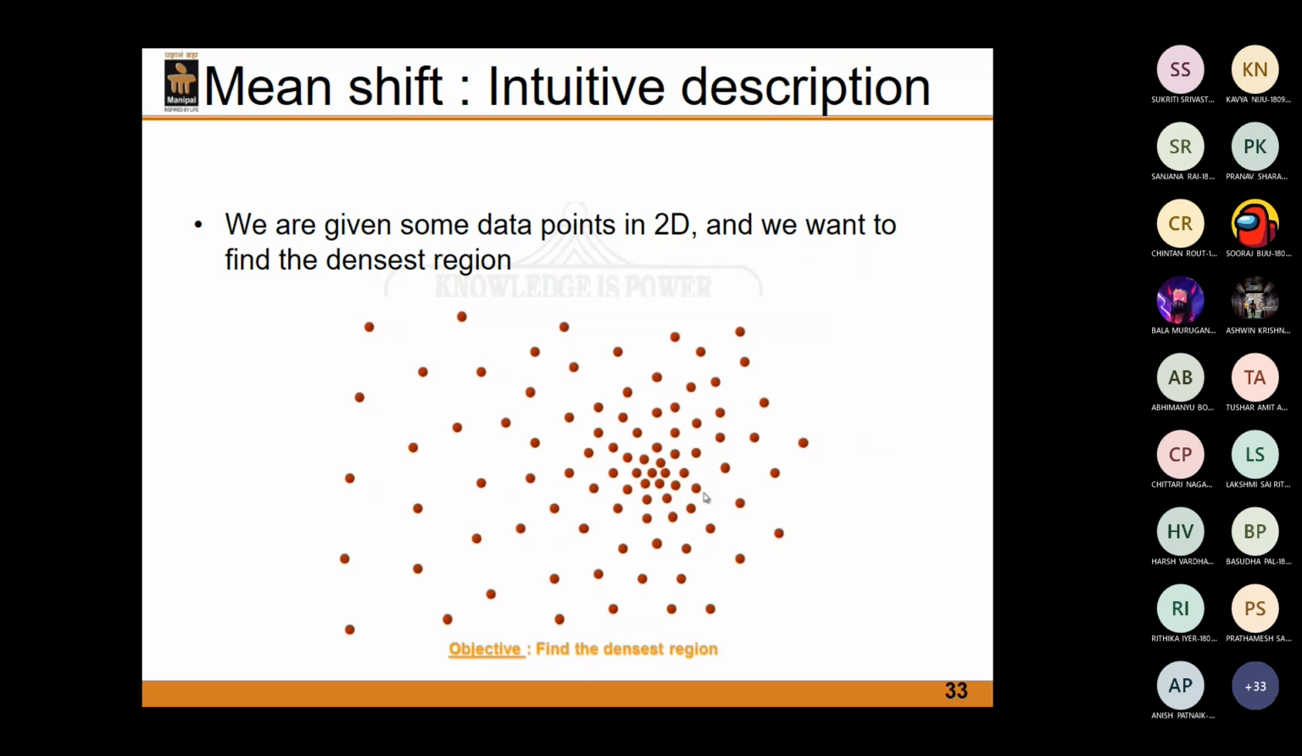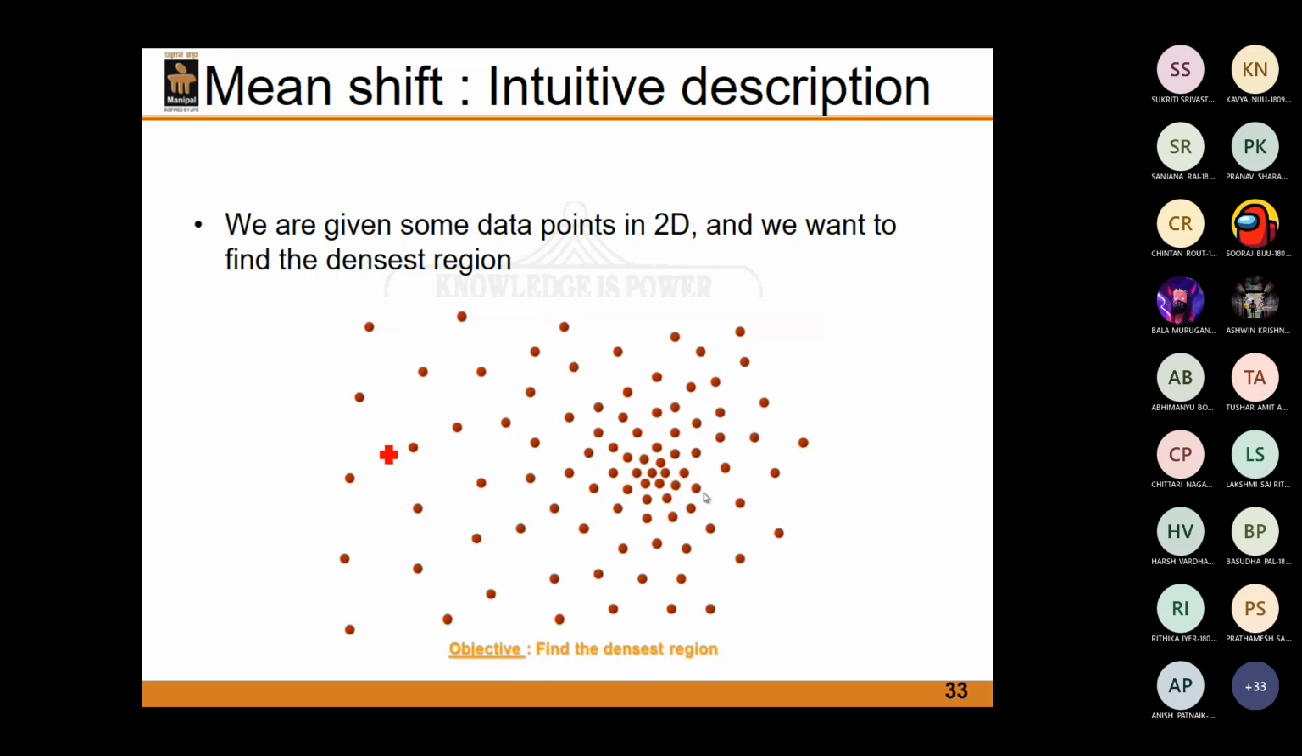So let's try to understand in brief how a mean shift algorithm works, and then we will see some of the mathematical concepts associated with it. Let's say we are given some data points in 2D. This is the set of data points that we have, present in 2D.